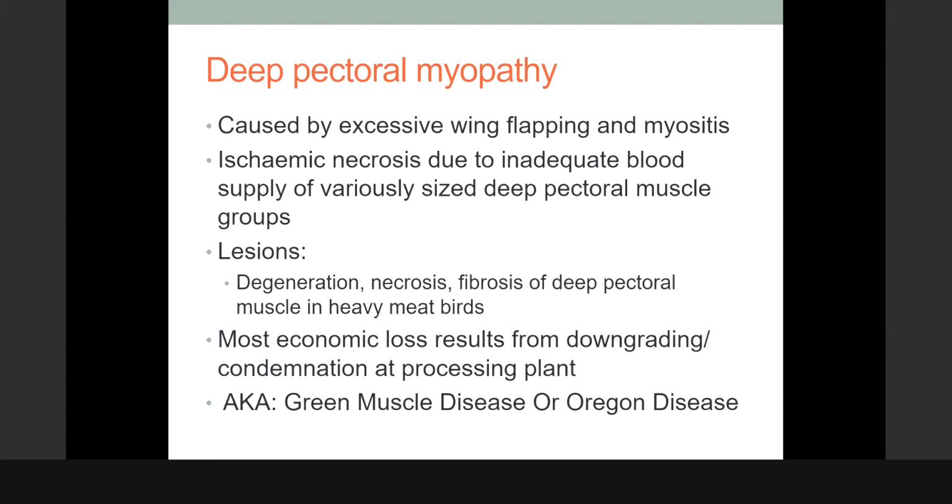And the broiler chicken at the processing age is very heavy, the breast muscle is big, and then if they overflap their wing, what happens is the deep muscle does not receive enough oxygen. Okay, ischemic necrosis. To understand this, for example, if the chicken wants to flap their wing, it requires contraction of the breast muscle. It's the same principle as in humans.